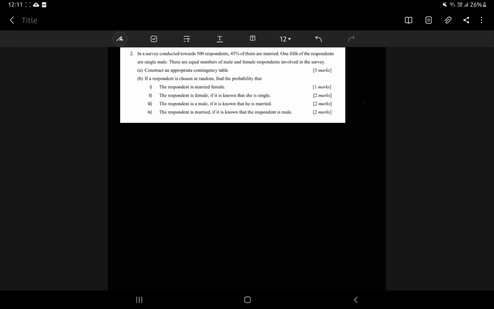So this is the continuation of the previous question. This is question number 2 basically. This is still in the probability chapter. And yeah, let's get into the question.